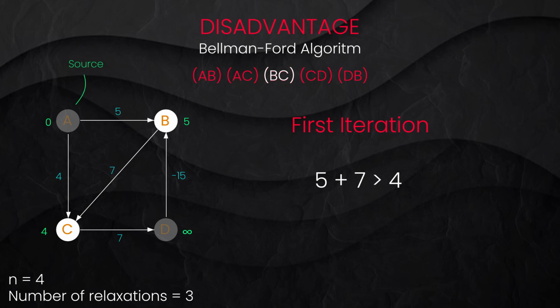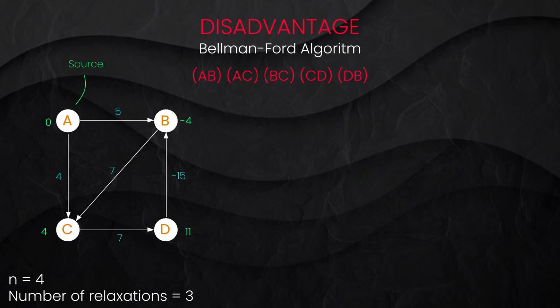Now again consider CD. CD is 4 plus 7, that is 11. So you will update, as 11 is less than infinity. Then comes DB. DB is 11 minus 15. 11 minus 15 is minus 4. So you'll be updating it as minus 4. So the first iteration is completed.